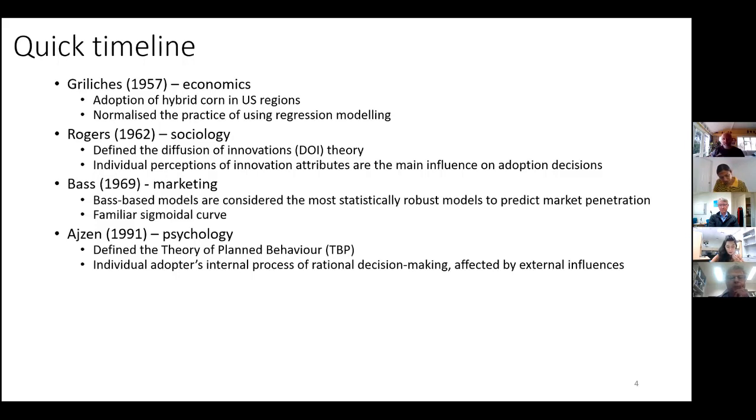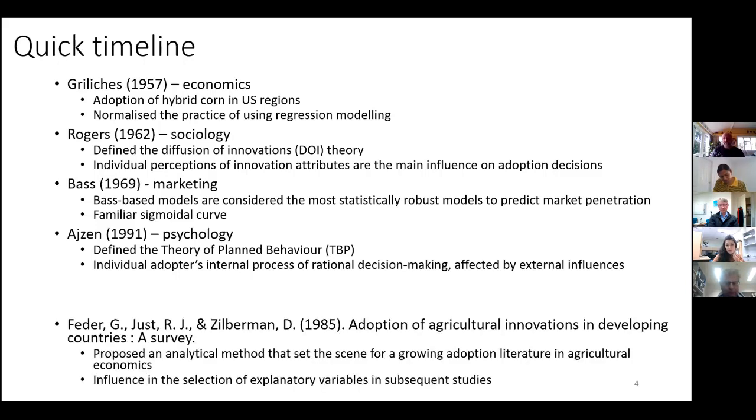important research pieces inform the field of adoption, and they keep doing so. And later on, I would say that in 1985, the work by Feder, Just and Silberman became quite important for adoption of innovation in agriculture. They defined a framework, which I will touch on in a minute, that set the scene for a growing number of studies done in agriculture specifically.